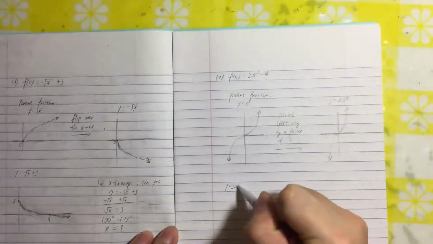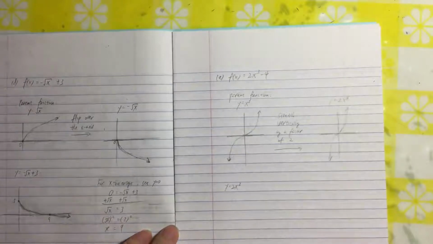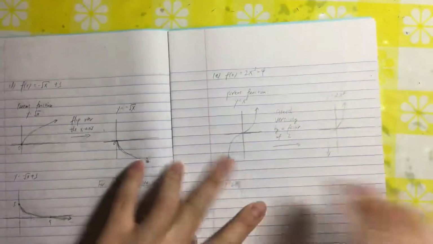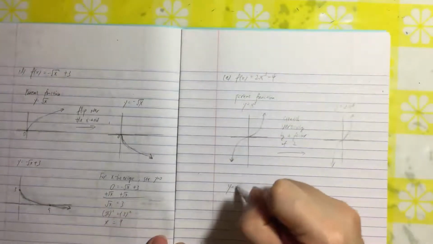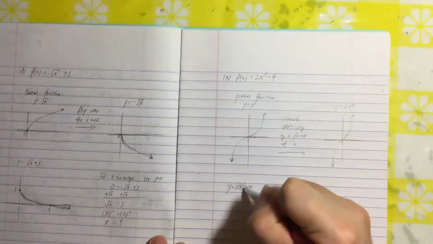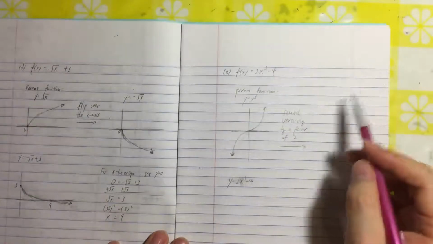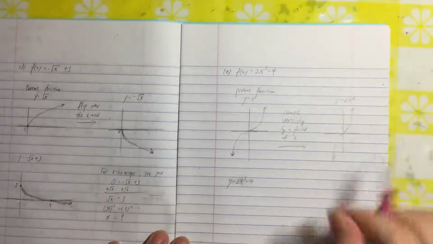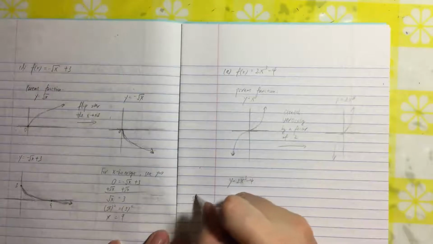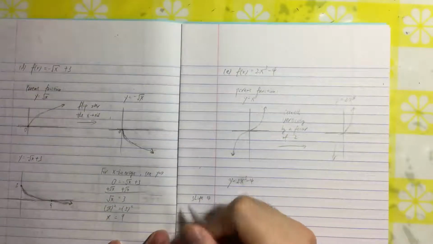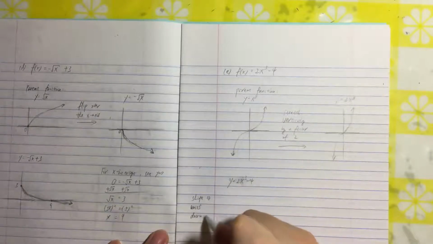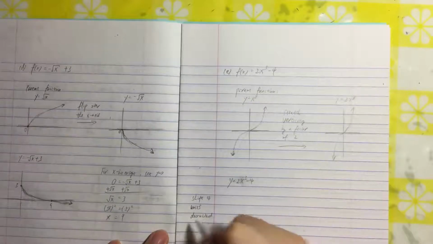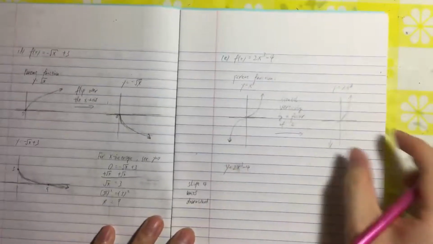So I get 2x cubed minus 4. When I subtract 4 from the function, I shift the graph 4 units downward. So for y equal to 2x cubed minus 4, if I subtract 4 from the function, I shift the graph 4 units downward.